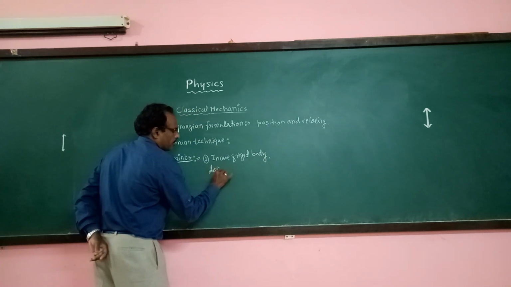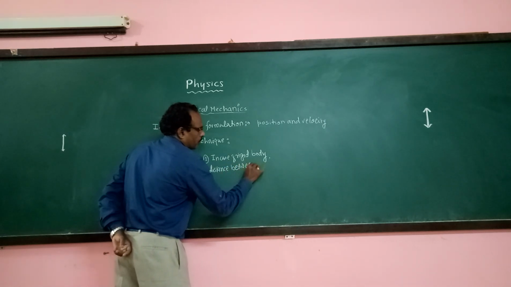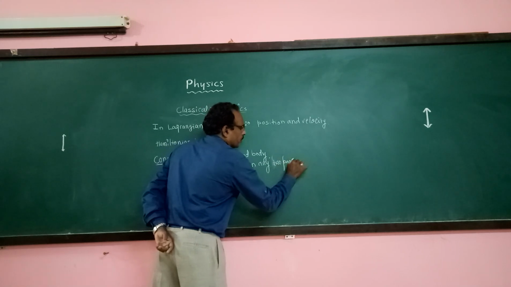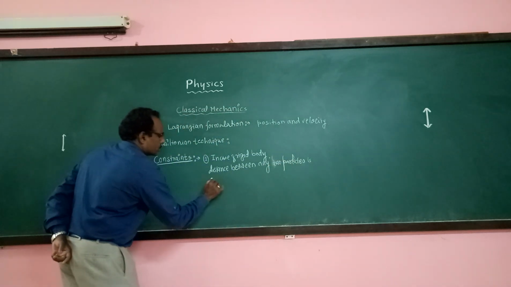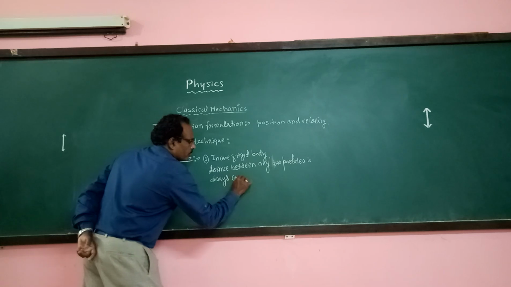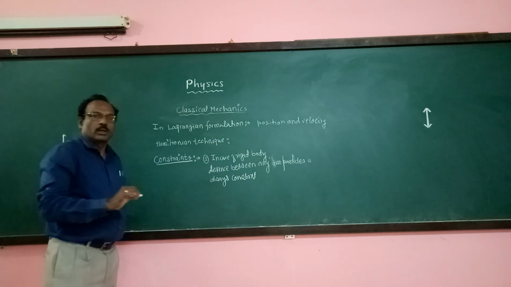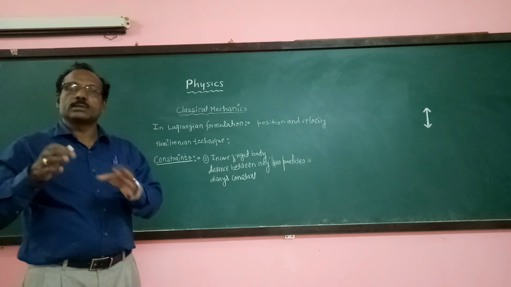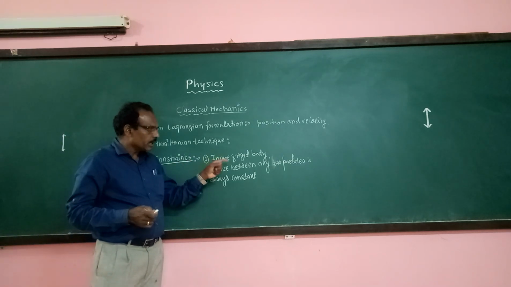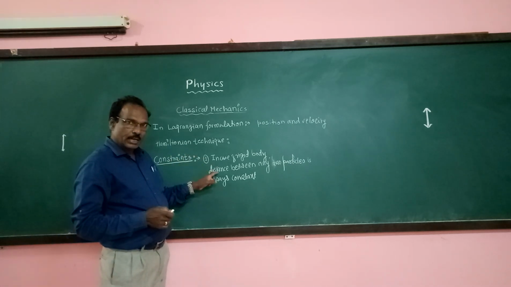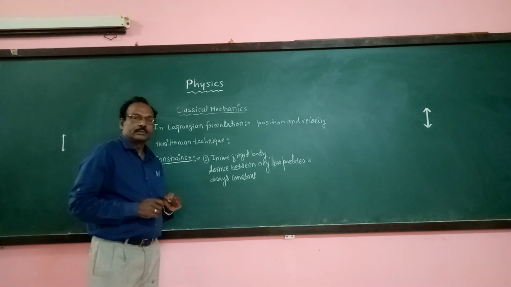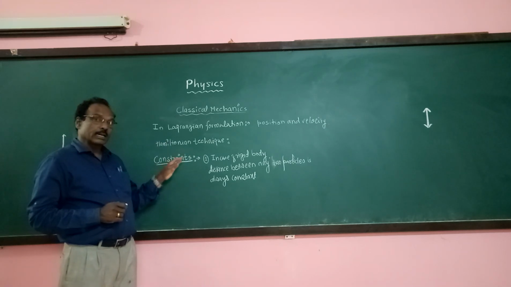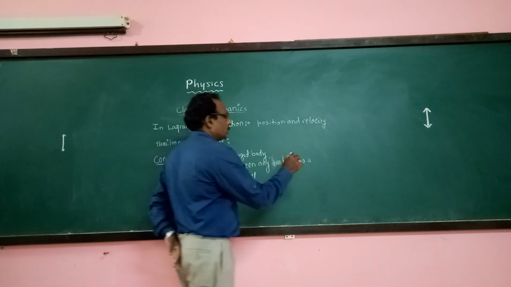In the case of a rigid body, the distance between any two particles is always constant. Even if the body is under force, even if the body is in motion under the influence of external as well as internal forces, the distance between any two particles is always constant. And this is the constraint, the condition we are imposing on the motion of a rigid body. This is one example of constraints or constrained motion.